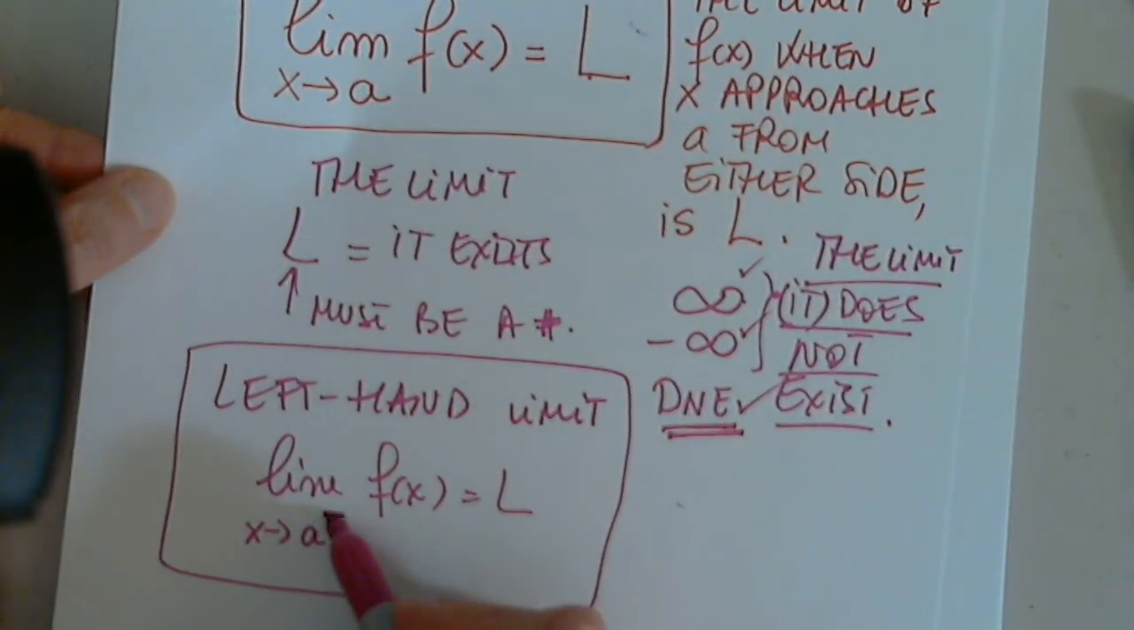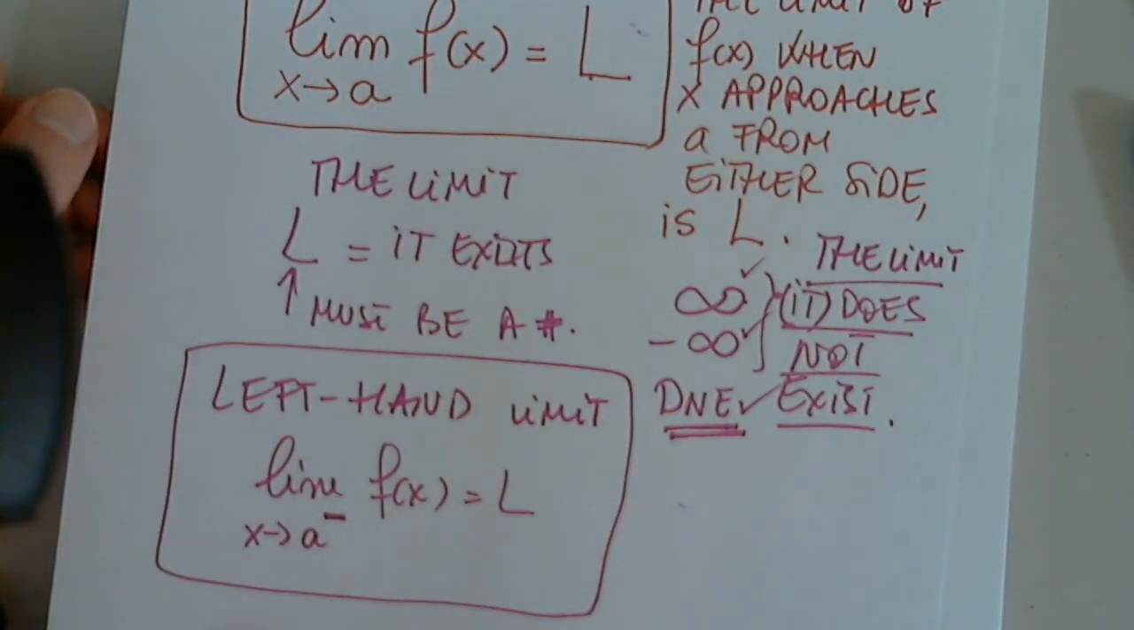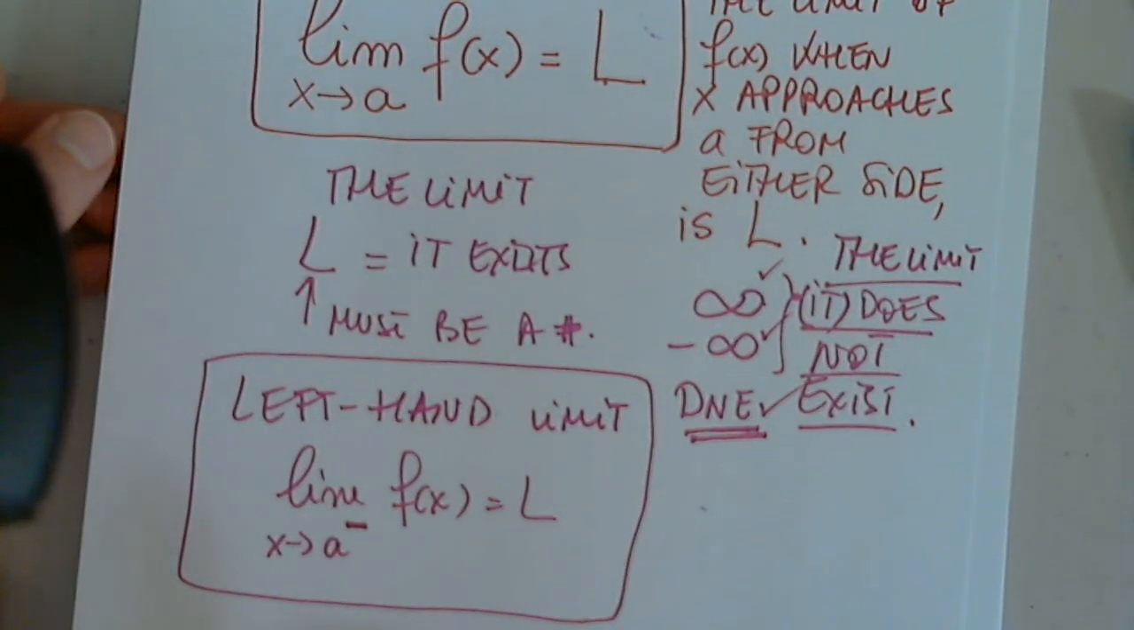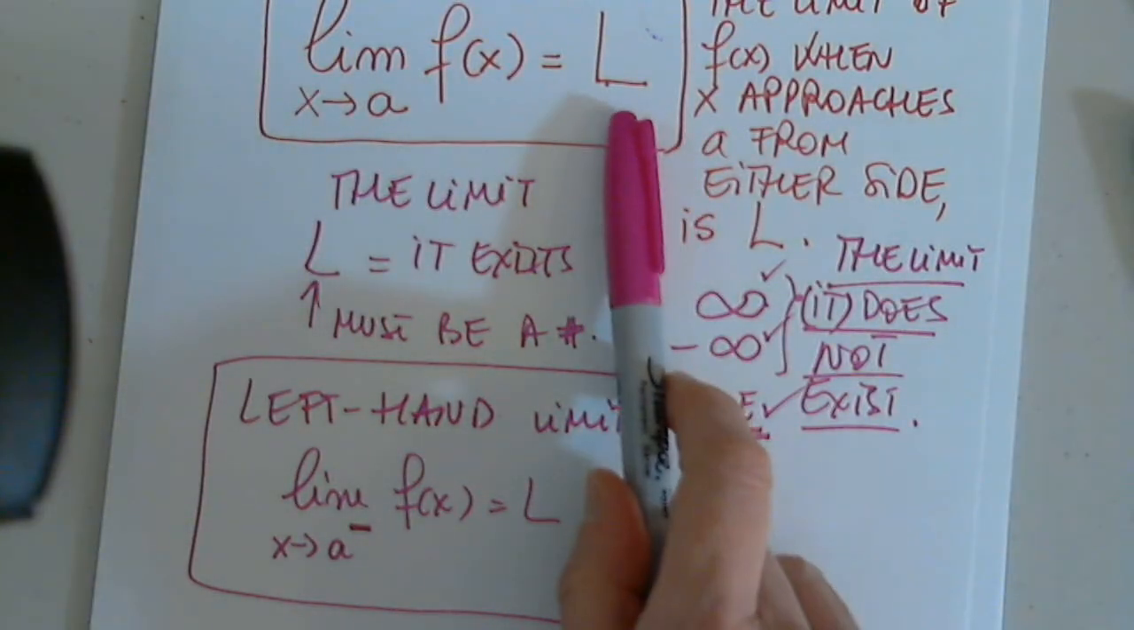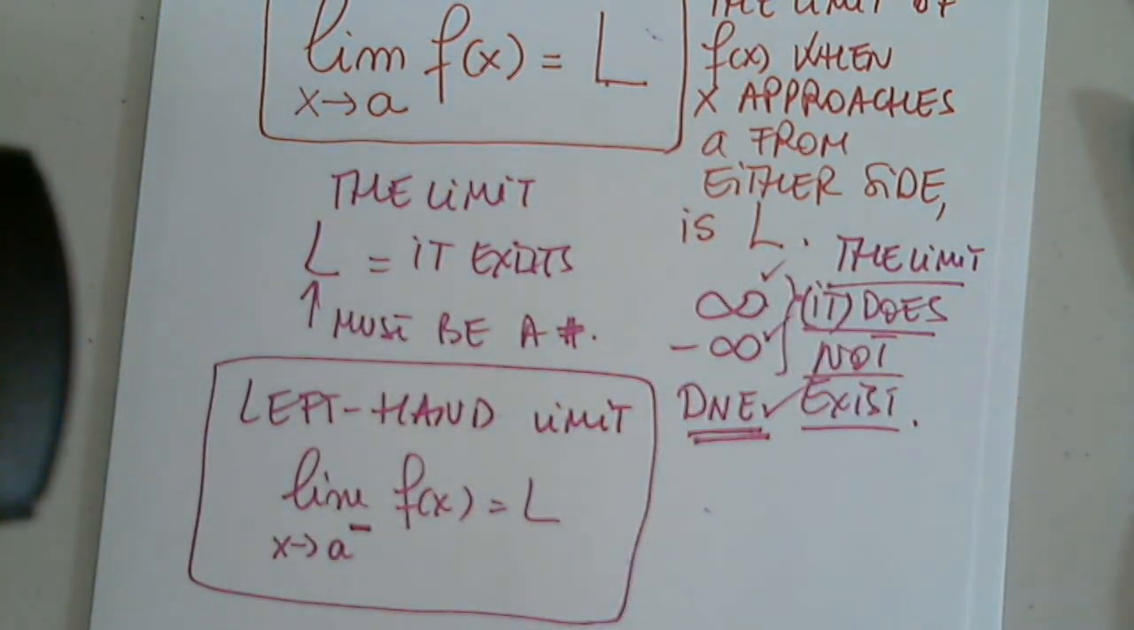So, any questions? Go ahead. Zainab, go ahead. Did you say that the limit does not exist when it's at infinity and negative infinity? Correct. The limit must be a number. Yes. If it is not a number, we say it does not exist.